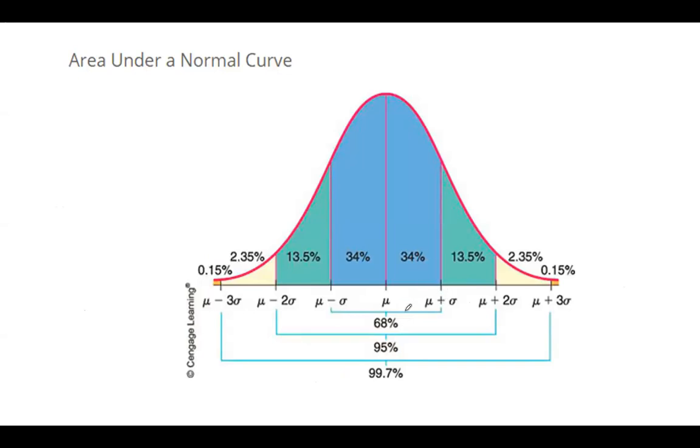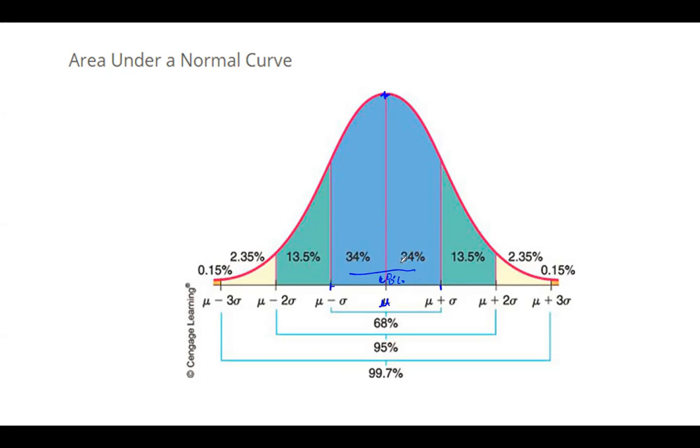So the area under a normal curve. Remember, we have this mean here, and 68% lie within one standard deviation. So from here to here would be 68. So all of this is 68, which is 34% and 34%.